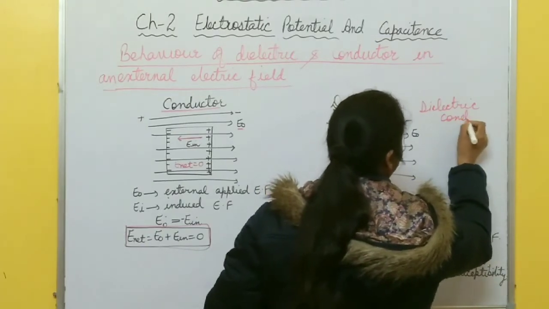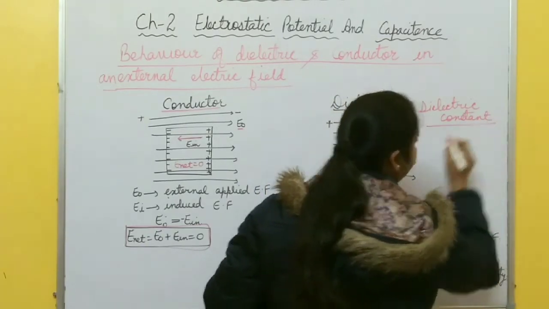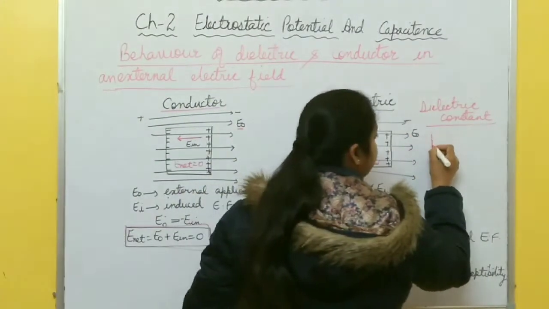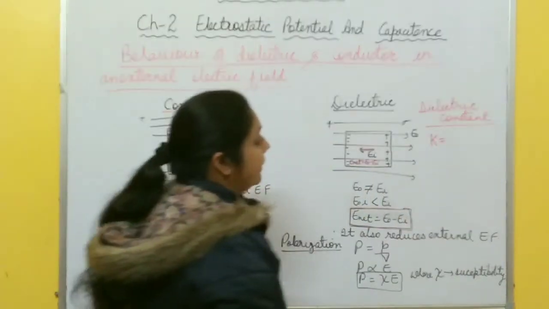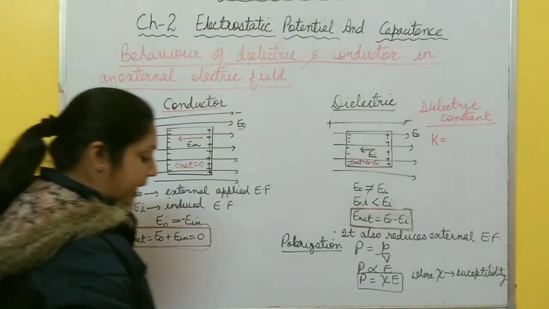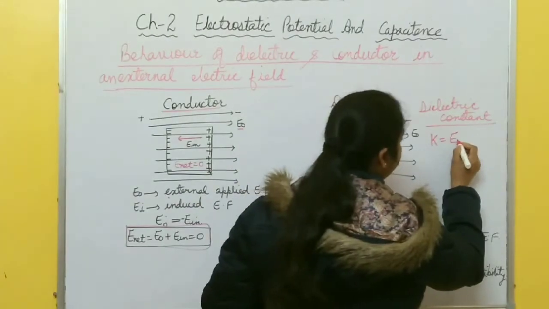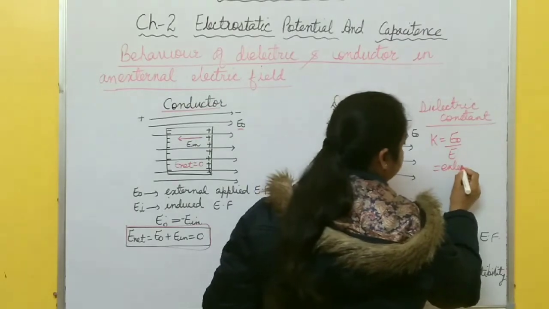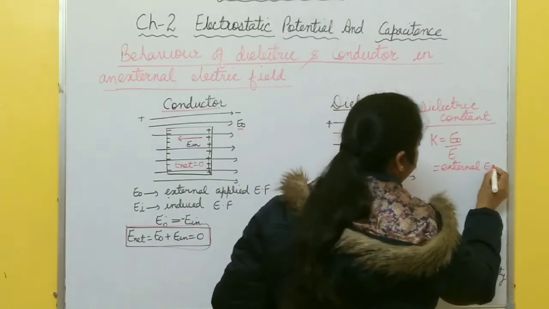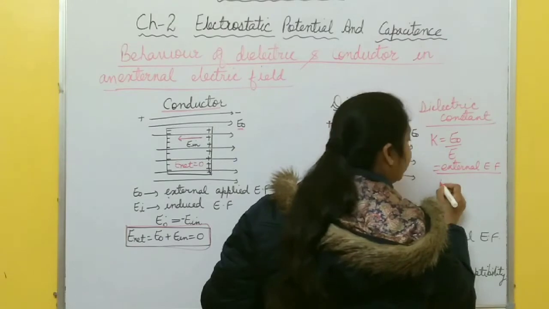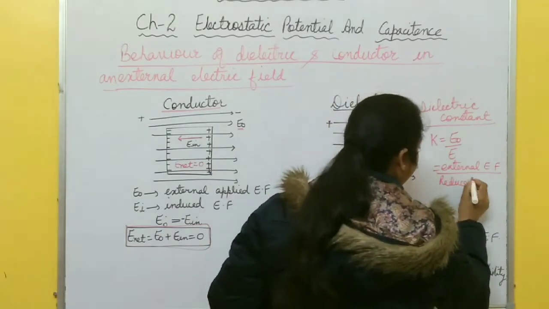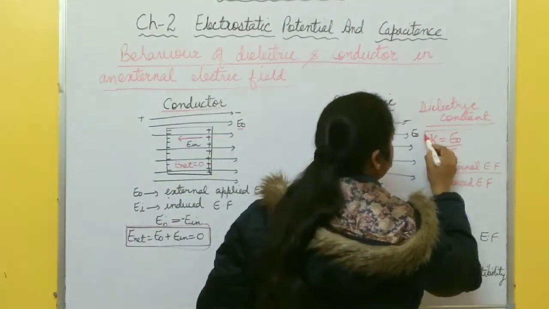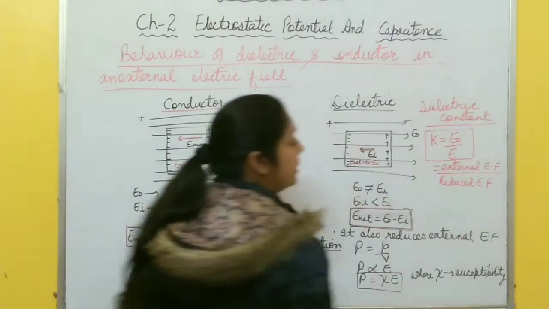Dielectric constant. When a dielectric is subjected to an external electric field, the electric field reduces. By how much does this electric field reduce? This dielectric constant is represented by K, and it is equal to E0 by E, where E0 is the external electric field and E is the reduced electric field due to the application of the dielectric in the external electric field. So this is the formula for the dielectric constant.